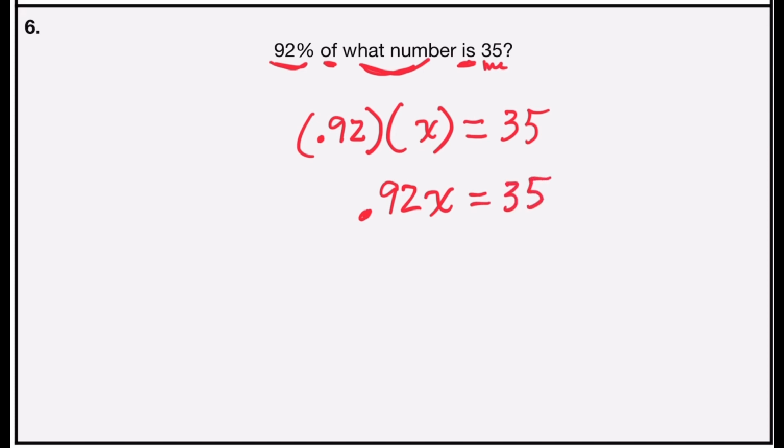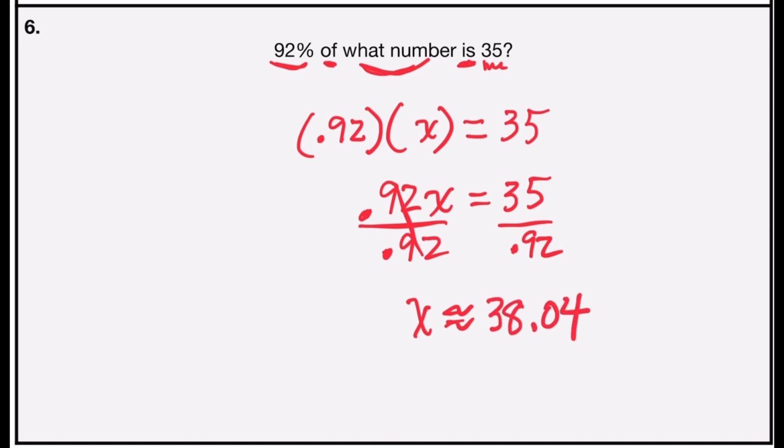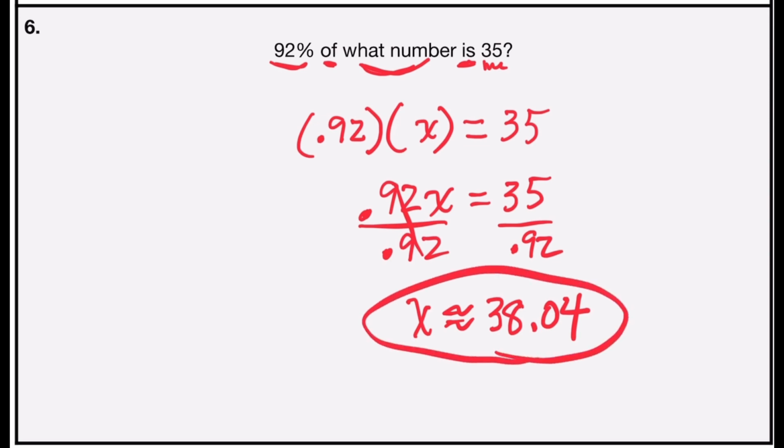Now all I have to do is divide both sides by the coefficient, which is 0.92. 0.92 divided by 0.92 is 1x, and 35 divided by 0.92, if we round that off to 2 decimal places, is about 38.04. So 92% of 38.04 is 35.